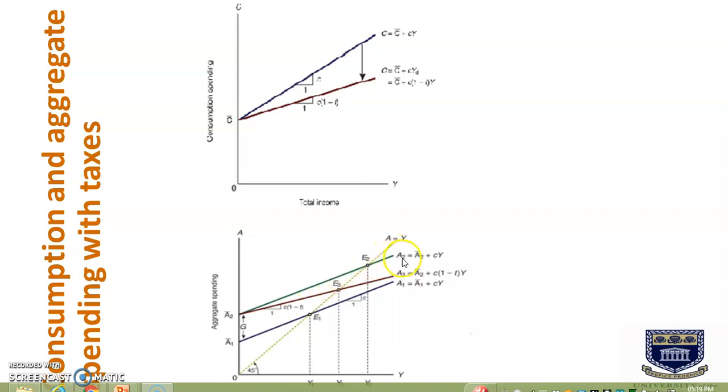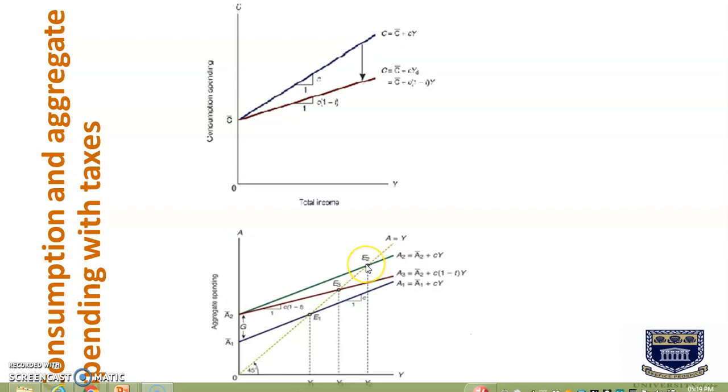So here we have A2 is equal to A2 bar plus CY, right? So now we see that our vertical intercept has become higher. It is now A2 bar, and this intercept is the culmination of C bar, I bar, and G bar. The slope, however, remains the same because it is a parallel shift. So hence, here we can see that our slope is the same.